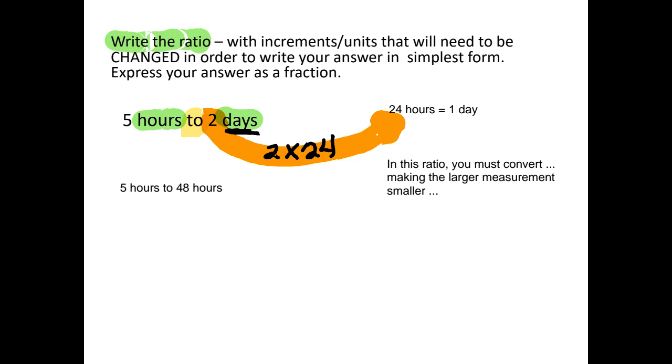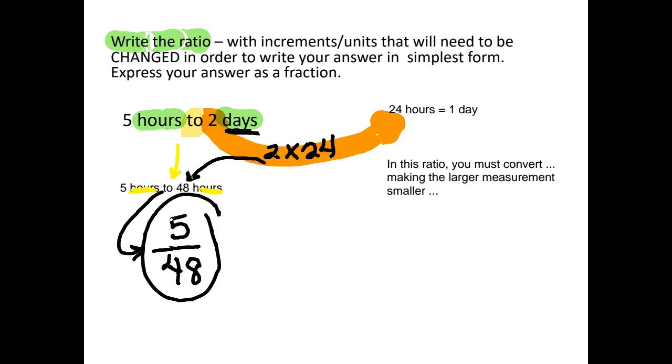Now I can do what I did before. This hours and this hours can now cancel. Here's my TO, and that means there's my TO. 5 is going up here. 48 goes down here. This is my ratio. Now notice, larger units, that's days, become smaller units, hours.